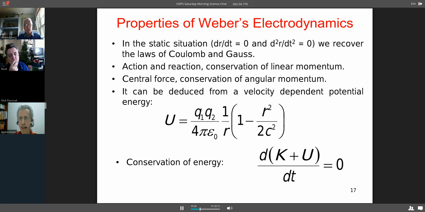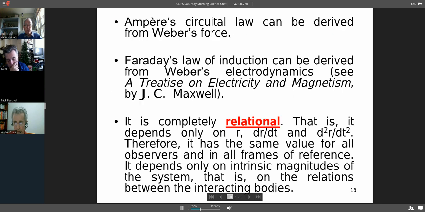And people began to criticize Weber at that time, believing that it was against conservation of energy. But then Weber showed that his force could be deduced from a velocity-dependent potential energy. And he showed that it also complies with conservation of energy. Kinetic plus potential energy is conserved in any system of charges interacting according to Weber's law. Moreover, Weber showed that Ampere's circuital law can be derived from his force law. Also, Faraday's law of induction can be derived from Weber's electrodynamics.